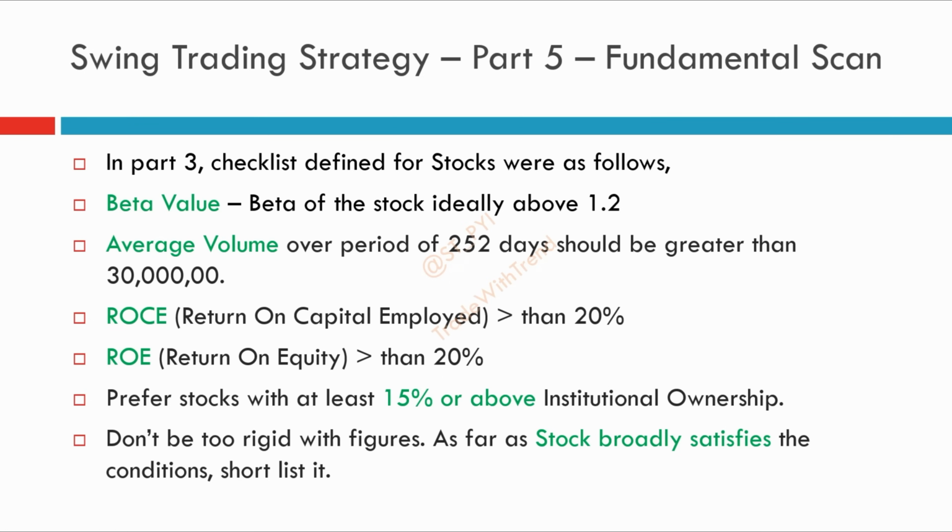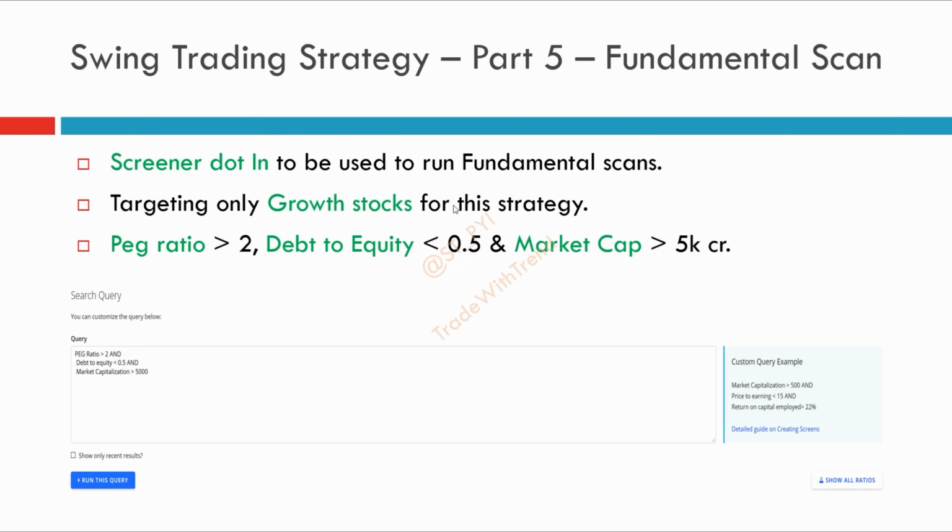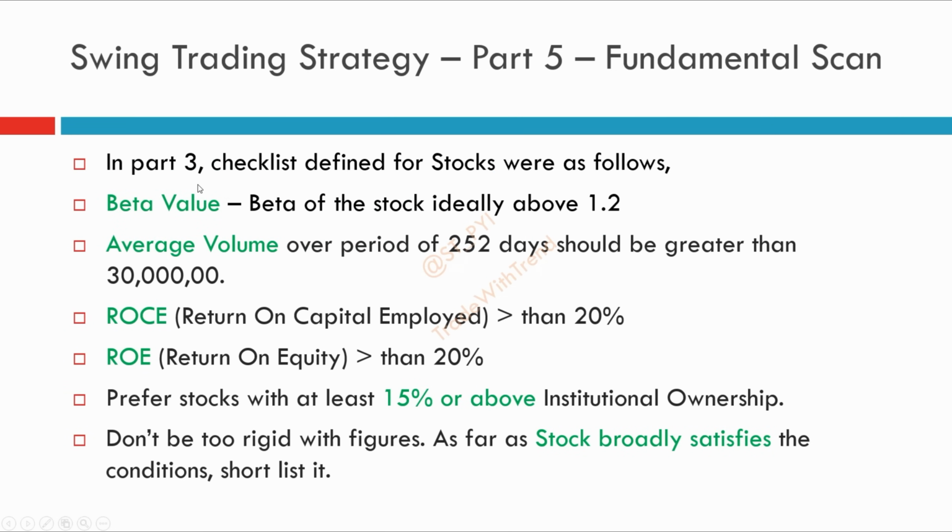So apart from the previous criteria that I've shown here, that is PEG ratio, debt to equity and market cap. Remember in part 3, we had a checklist where we defined beta value, average volume, ROCE, ROE, and institutional ownership. This ROCE and ROE would automatically get covered in stocks that are growing at a rapid rate. So these two filters, you can kind of remove. But this beta value, we need a stock with beta value of 1.2 or more. The average volume over a period of 252 days should be greater than this figure. And institutional ownership should be 15% or more.